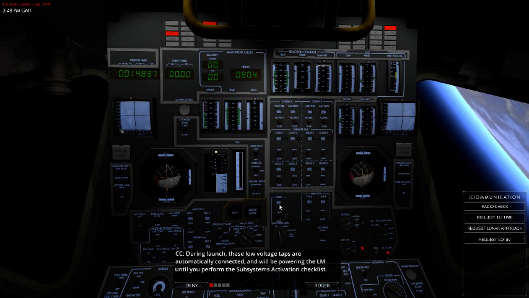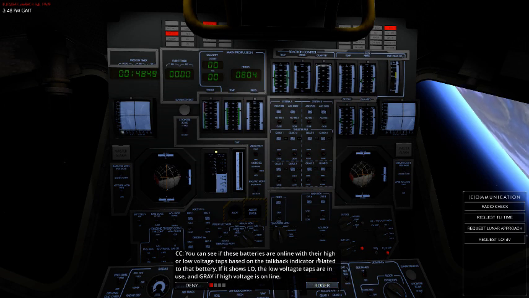So during launch, these low voltage taps are automatically connected and will be powering the LM until you perform the subsystems activation checklist. So you can see if these batteries are online with their high voltage or low voltage taps based on the talkback indicator related to the battery. If it says low, low voltage taps are in use, and grey if high voltage is online.